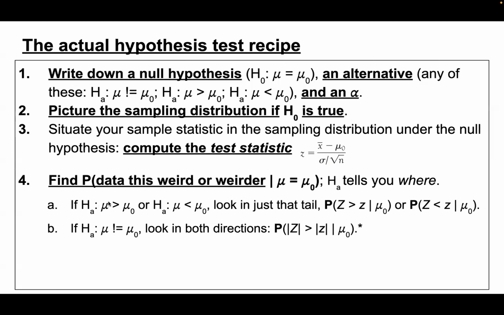So if your alternative hypothesis is that mu is greater than mu naught or less than mu naught, then respectively, you would just find the probability of a z-score greater than the one you found or less than the one you found. If your alternative, as will be most common, is simply that they're not equal, you look in both directions. This is a fancy way of saying double the p-value that you get, assuming that you are taking the p-value that's associated with the tail.